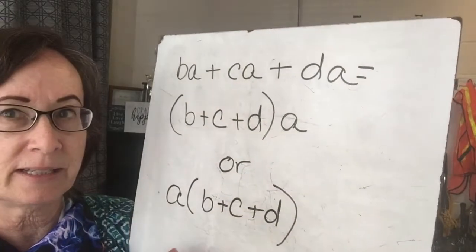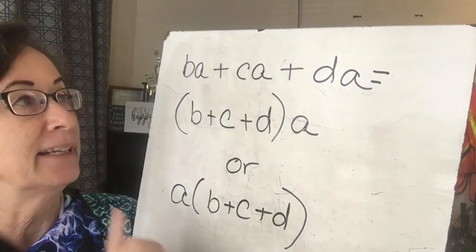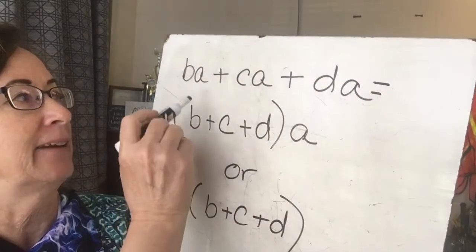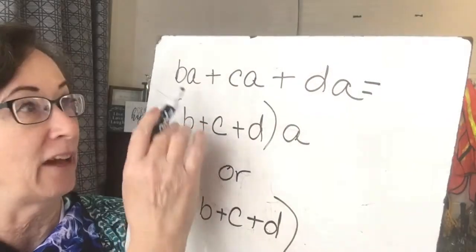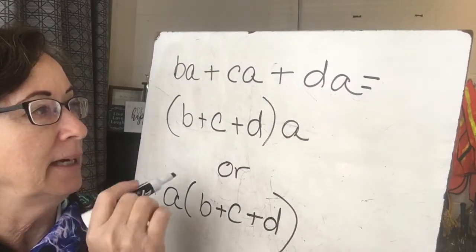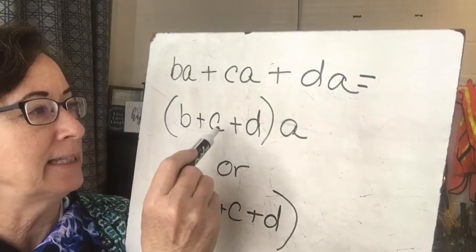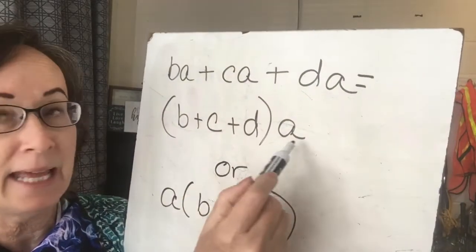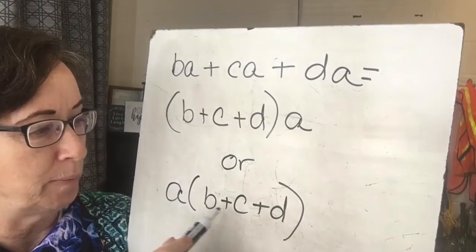Now let's talk just a little bit about what the distributive property is telling us. The distributive property tells us that if we have BA plus CA plus DA, now you see they all have an A in them, then that's the same thing as B plus C plus D times A, or A times B plus C plus D.